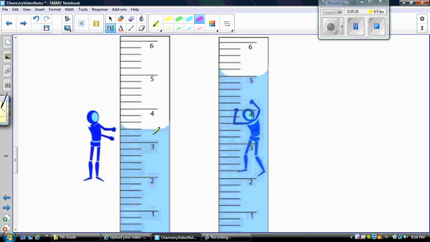So it went from 3.4 to 5. So that's going to be 2.6 is the amount of water that's been displaced. Or sorry, 1.6 is the amount of water that's been displaced, and that's the volume.